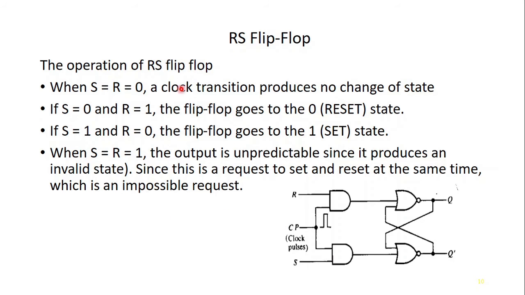So here it shows the operation which we have discussed now. When S and R are equal to 0, there is no change in the state. When S is 0 and R is 1, it is in the reset state. When S is 1, it will be in the set state. And this is an invalid state where S and R both are 1s.